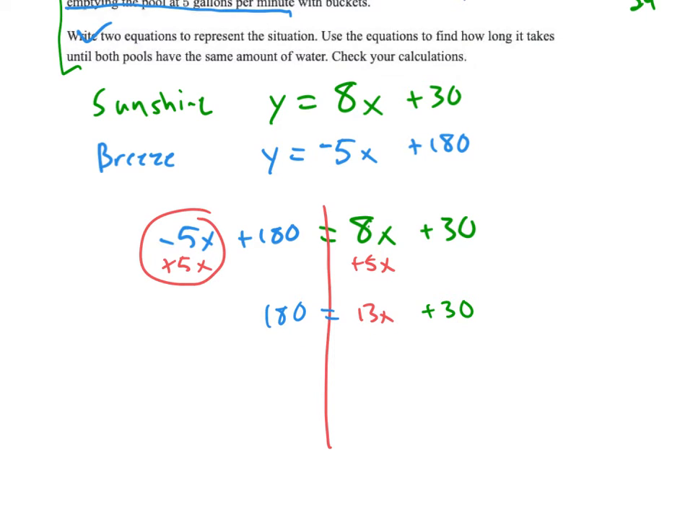But let's do the algebra approach because it tends to be faster. So I'm going to do the same thing here. I'm going to take the opposite of what I see. So I see a positive sign, so I'm going to do the inverse operation. So I'm going to take away 30 from both sides.